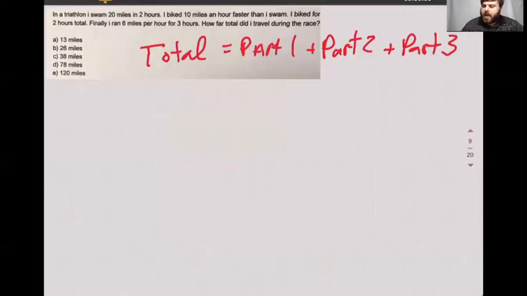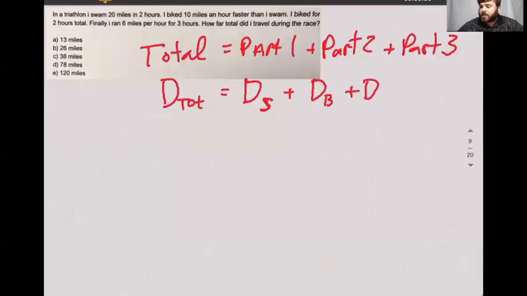Now, what does the question ask? The question asks, how far in total did I travel during the race? So that question is asking me for distance. So that sounds like the distance that is in total here should equal the distance from the swim plus the distance from the bike plus the distance I ran. Okay, so the total distance should be just the sum of those 3 things. So all I got to do is figure out the sum of those 3 things.